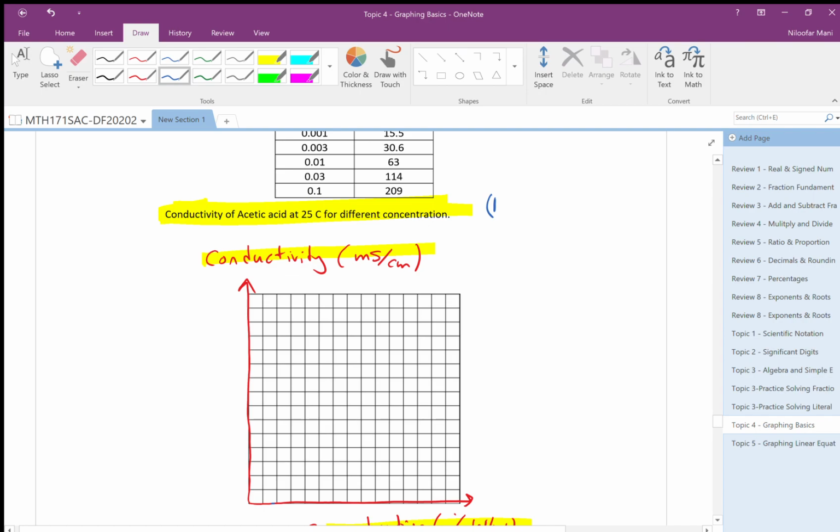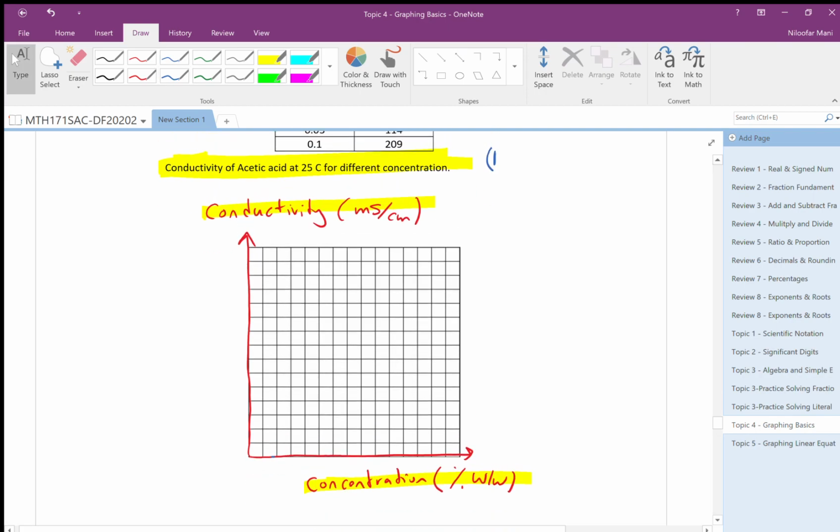Okay, the second step is you look at the data and see, okay, I have positive values, yes, of course, so I don't need to show 4 parts, I don't need to show all the quadrants. I can see just the first quadrant because both of them are positive. Then I need to write both of them just beside the axis. So I don't write x, I don't write y, I write the thing that I have: concentration for the x-axis, the independent one, and conductivity for the dependent one on the y-axis.